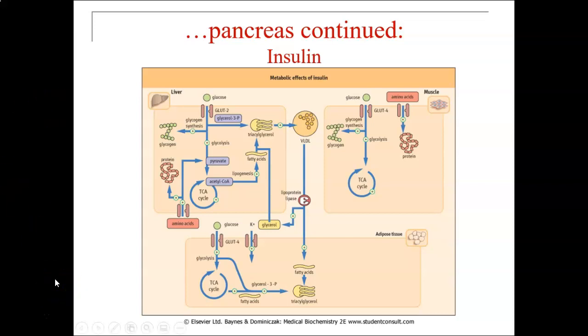One is as glycogen. Glycogen is a very efficient, very safe storage form of glucose. Glycogen can be stored in skeletal muscle, in the liver, and a little bit in the kidneys. And the thing about insulin is how it can cause your skeletal muscle to store blood glucose.